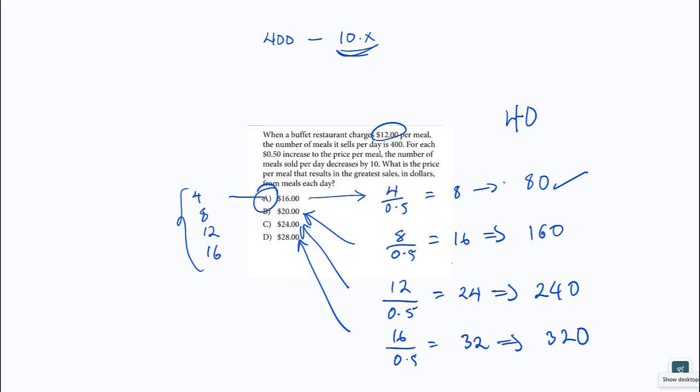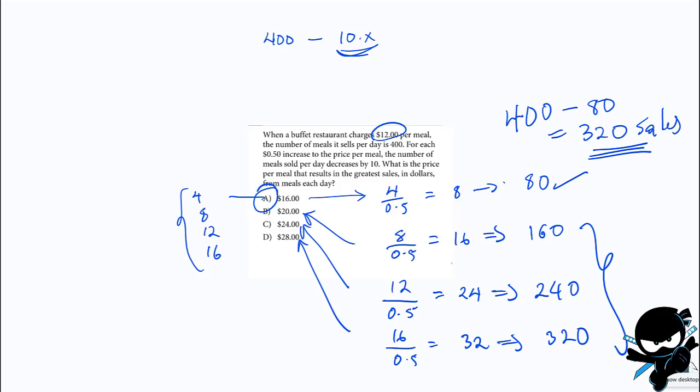As a result, each 50 cents accounts for a 10 decrease in sales. So in total, we're going to have 400 minus 80, which is going to give us 320 sales. That's going to give us the most amount of sales. All the others would yield something that is significantly less in terms of the amount of sales.